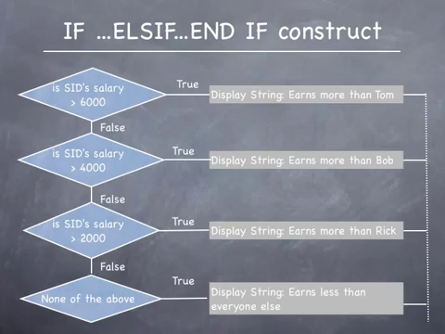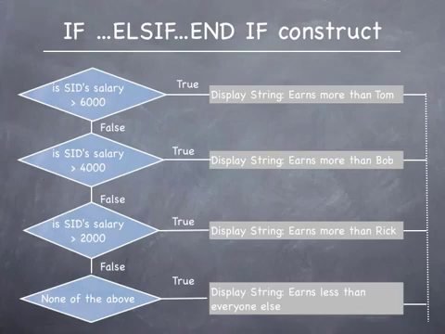If the answer is yes, the salary is greater than 6,000, that is the outcome of the condition is true, the string to be displayed is "earns more than Tom". If the answer was no, the salary is less than 6,000, that is the outcome is false, you proceed to perform the next check, which is to see if Sid's salary is greater than 4,000. For this condition also, the outcome can be true or false. If it is true, you want to display the string "earns more than Bob".